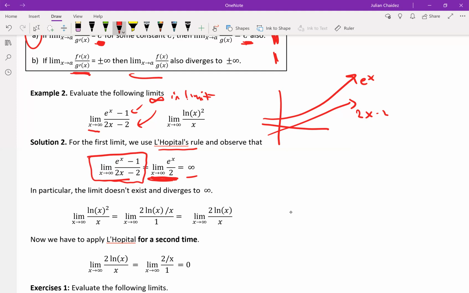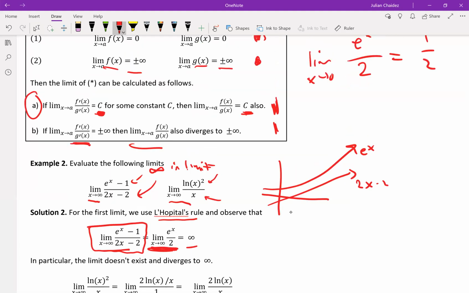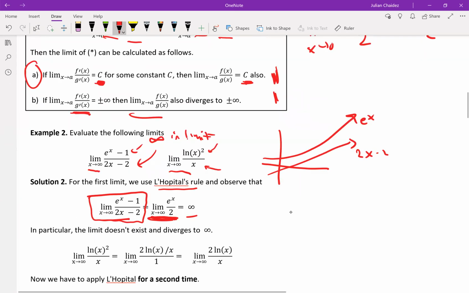Okay, and then the second example is similar. So here I have (ln x)^2 over x, and I want to know what the limit of this thing is as x goes to infinity. And here, again, both of these functions diverge: (ln x)^2 goes to infinity as x goes to infinity, and so does x. So they satisfy this second version of L'Hopital, the second criterion for L'Hopital.